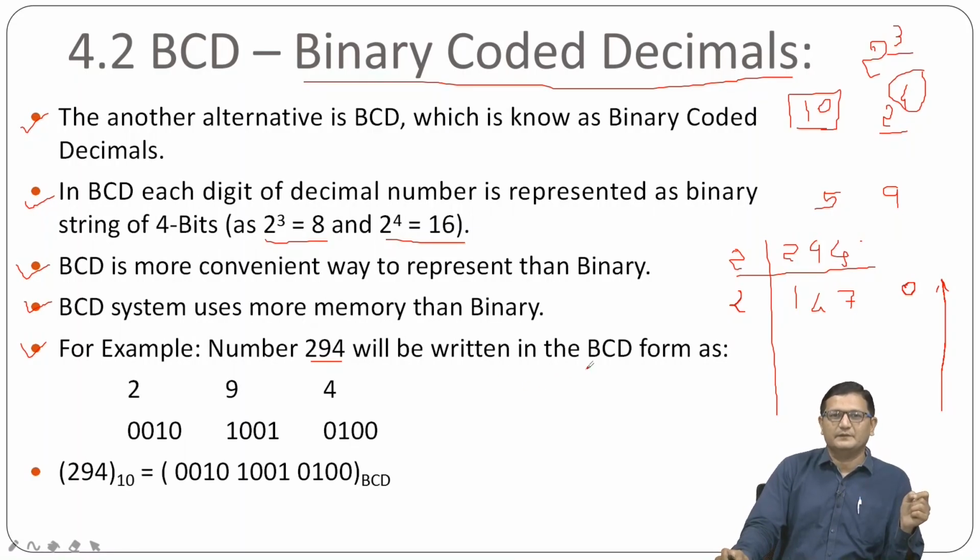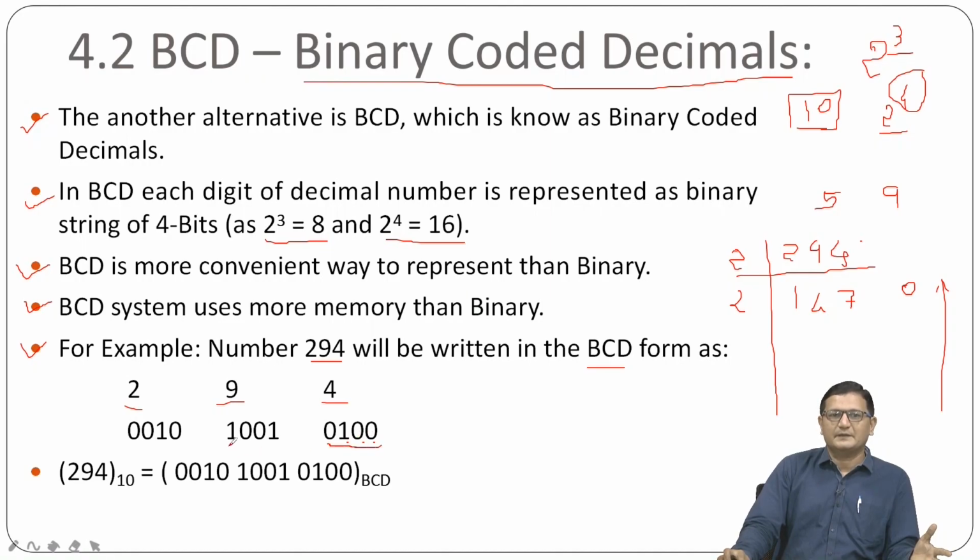We are talking about BCD, right? So here, 294 is a 3-digit number. You just write it down this way: 2, then 9 and 4. Now write down the binary of 4. 1 is not there, 2 is not there, 4 is there, and 8 is not there, because we want to represent 4. So here I have written the binary of 4.